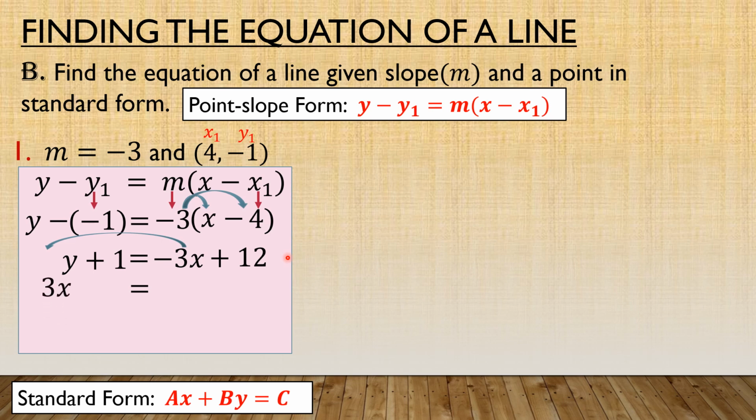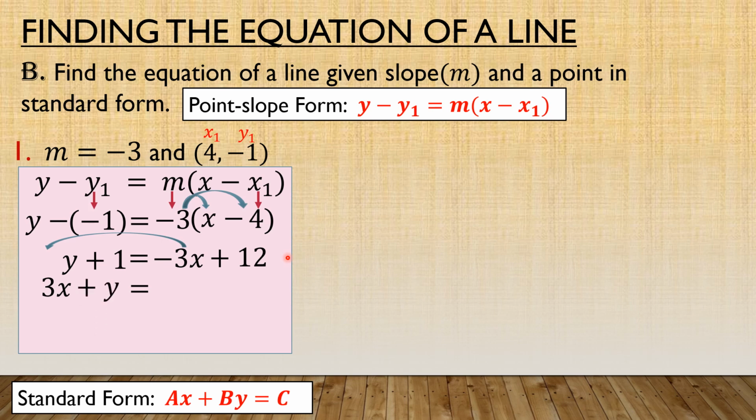So magiging positive 3x na siya. Again, kapag nililipat natin sa kabilang side ng equation, papalitan natin ng sign. Okay, pag positive, magiging negative. Pag negative, magiging positive. Pag times, or kapag multiply, magiging divide. Or pag divide, magiging multiply. So, we have now negative 3x. Transpose sa kabila, naging positive 3x na.